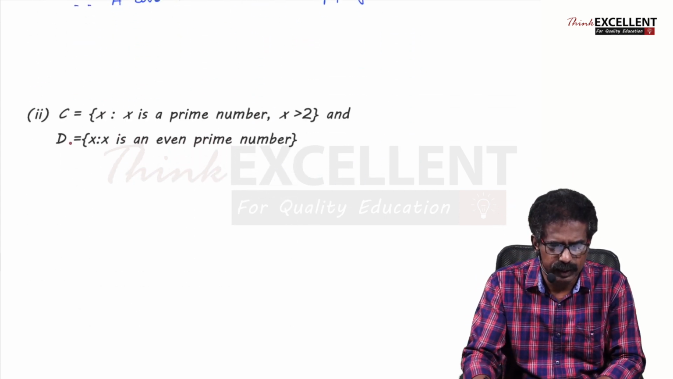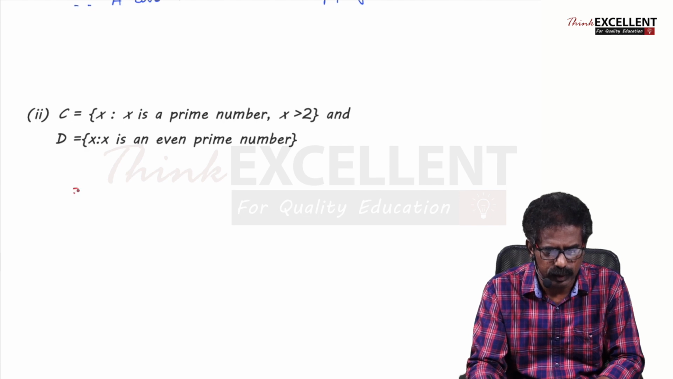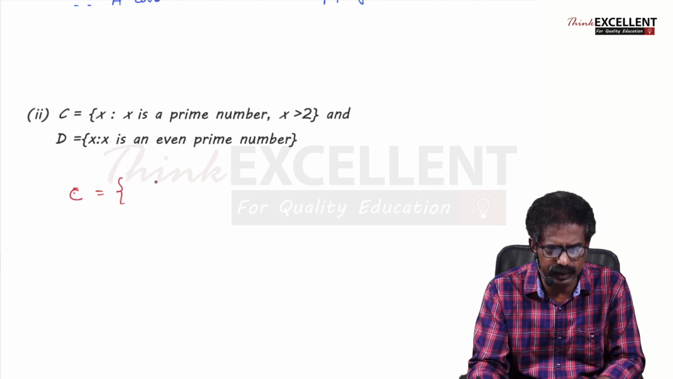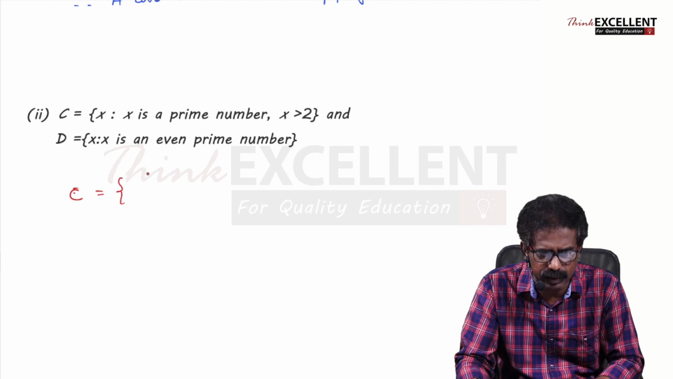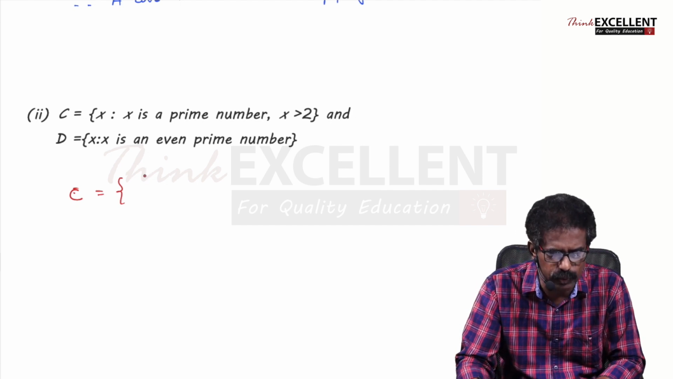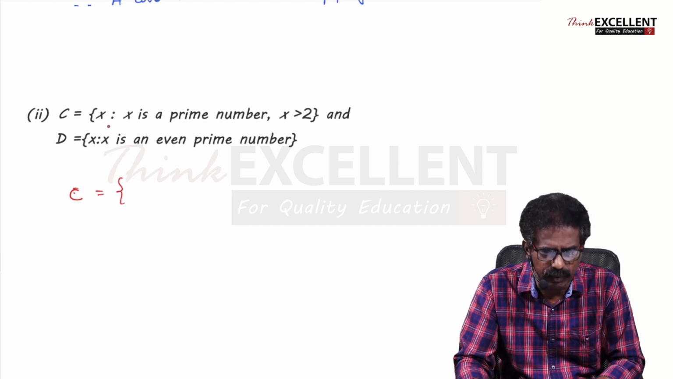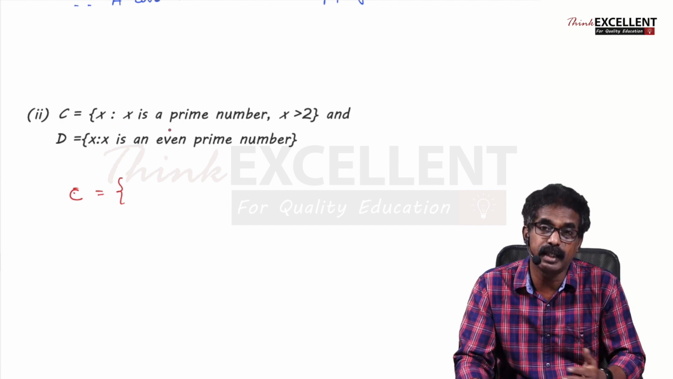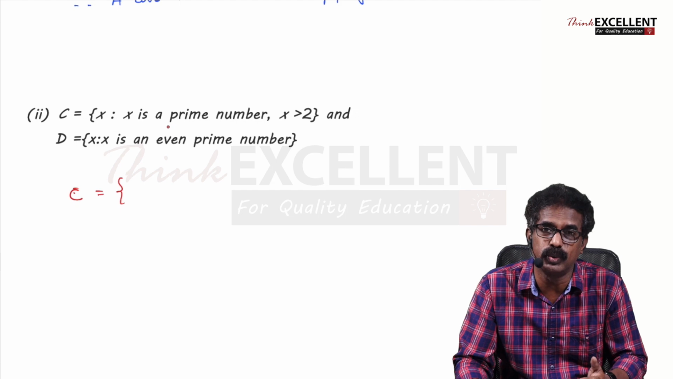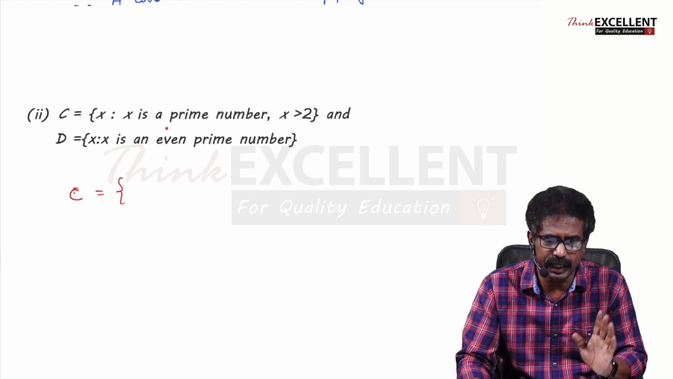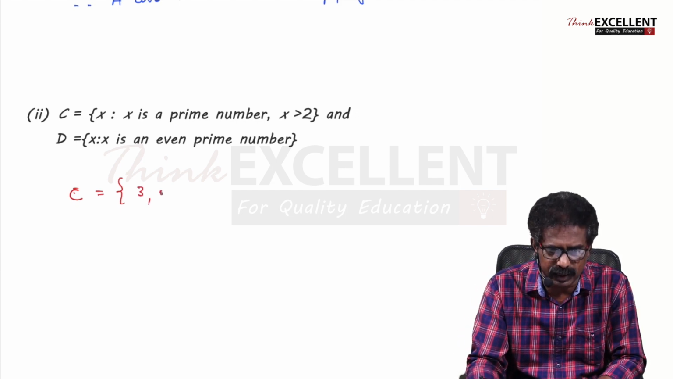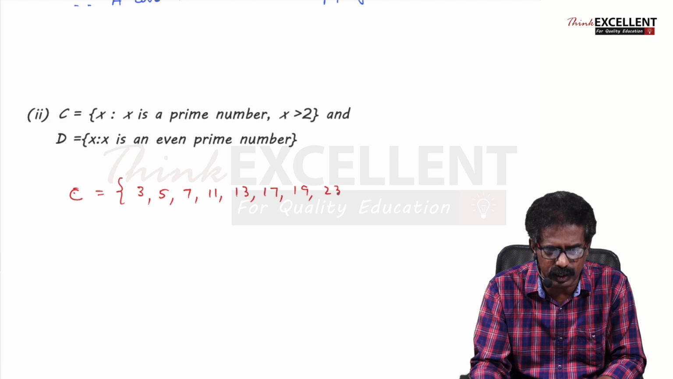Second subdivision, C is equal to the set of all x such that x is a prime number greater than 2. So you cannot take 2. You take prime numbers greater than 2, so you can start from 3: 3, 5, 7, 11, 13, 17, 19, right? 23. It goes on.